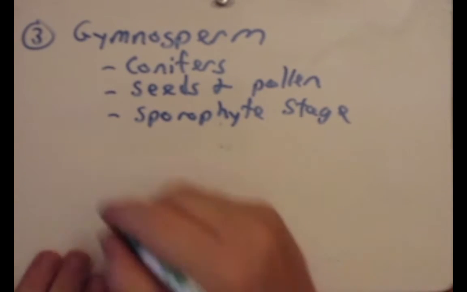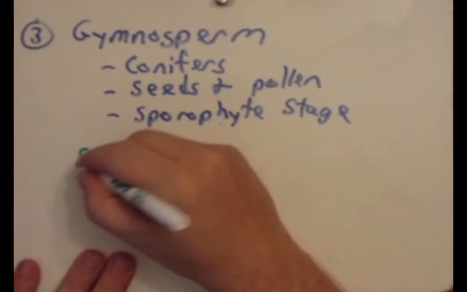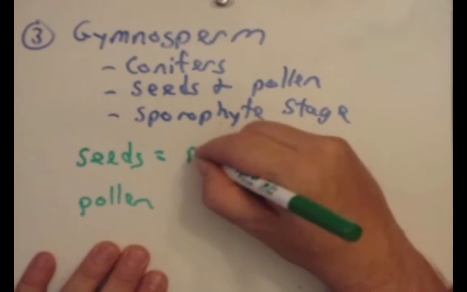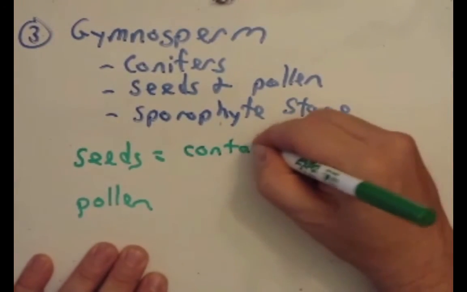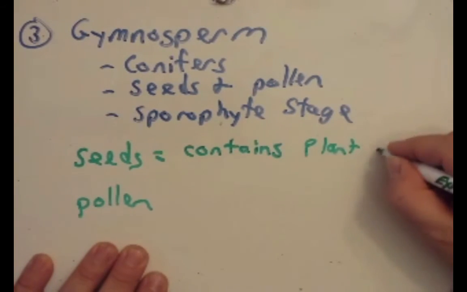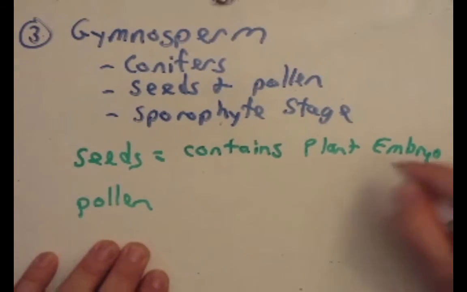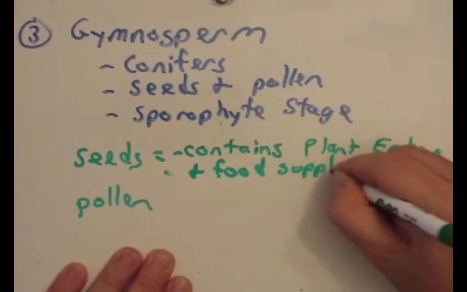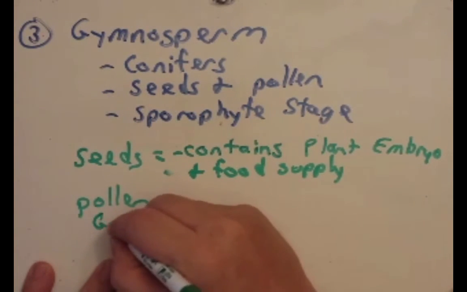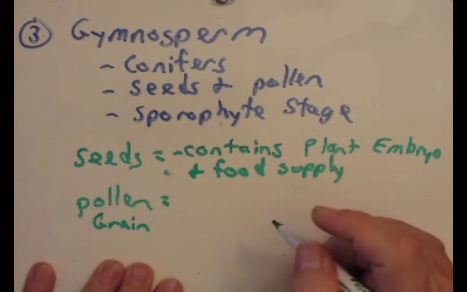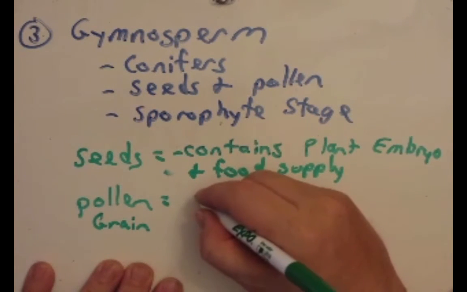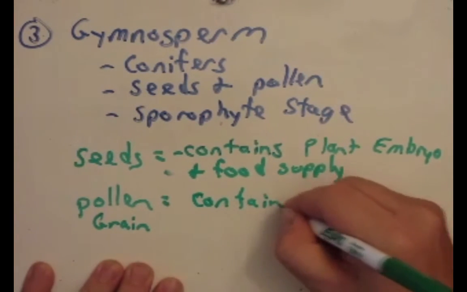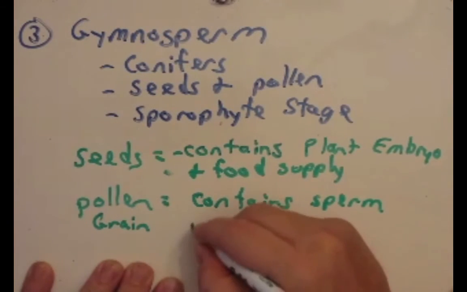So let's talk a little bit more about seeds and pollen. A seed contains the plant embryo and a food supply for that embryo. The pollen, or you might want to call that pollen grain, but we'll take pollen for the test, contains cells that will develop into the sperm. It contains sperm producing cells.